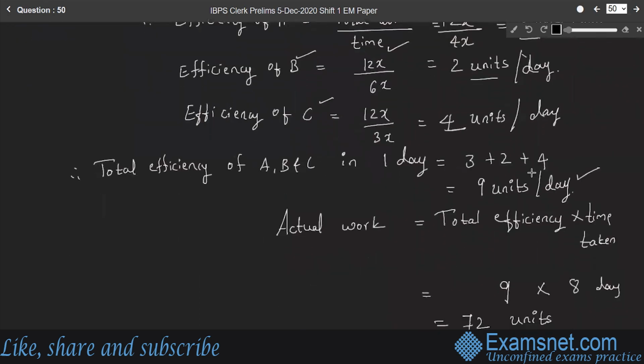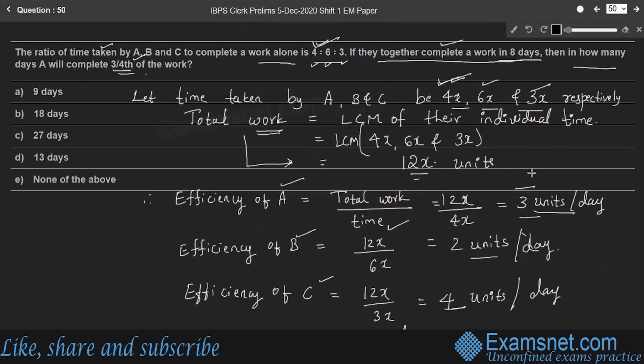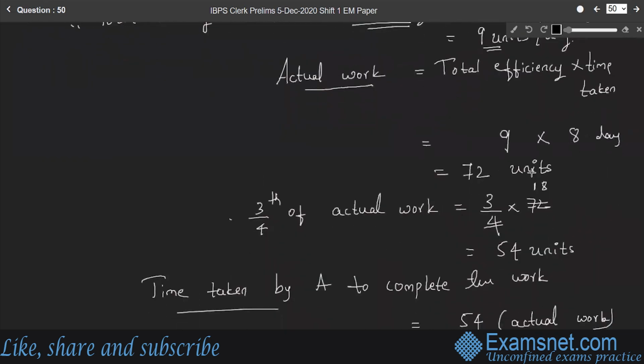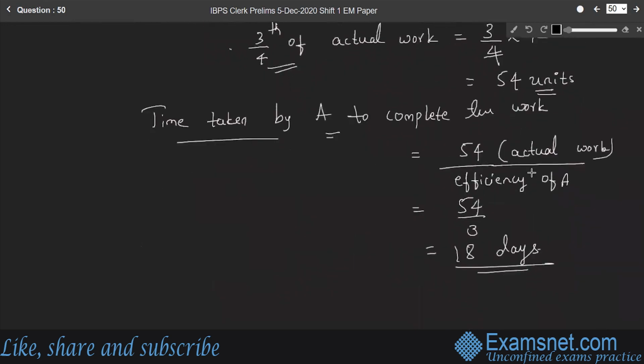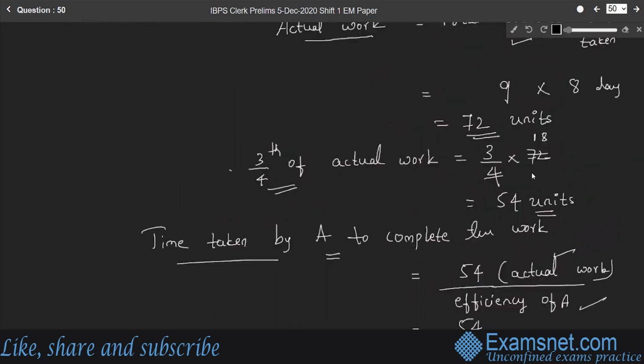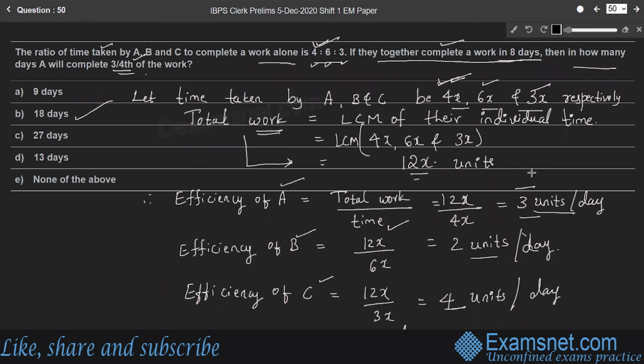So their total efficiency in one day is 9 units per day. Therefore, actual work is total efficiency into time taken. According to the question, they together take 8 days to complete the work. Therefore, actual work is 9, that is total efficiency, into 8 days, which is 72 units. So 3/4 of actual work is 54 units. Therefore, time taken by A to complete the work is actual work by efficiency of A, which is 18 days. Therefore, option B is the right answer.